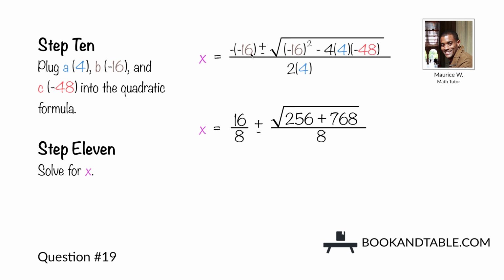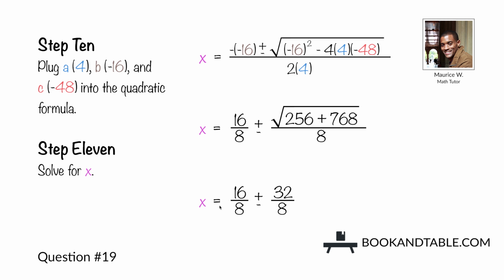Negative 1 times negative 16 is positive 16. 2 times 4 is 8. Plus or minus. Negative 16 squared is 256. Negative 4 times positive 4 is negative 16. Times negative 48 is positive 768. 256 plus 768 is 1024. And the square root of 1024 is equal to 32.